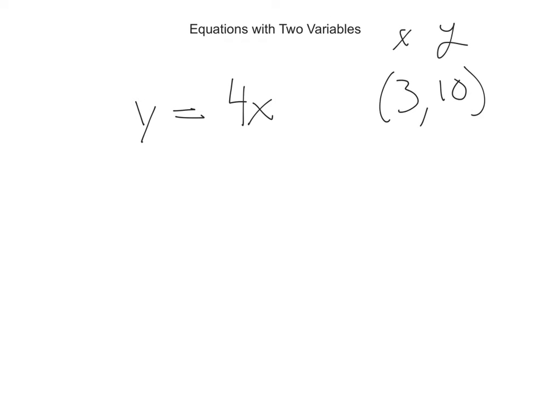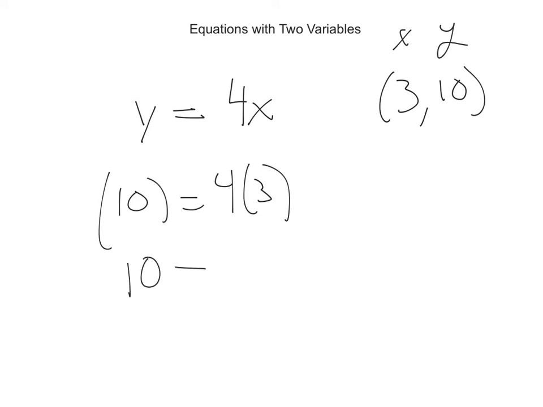So we're going to plug in and see if this is a solution. So instead of y, I'm going to write 10 equals 4 times (3). Notice I'm maintaining that pattern of when I plug in for a variable, I use parentheses around that number. Then I can simplify. 10 equals 4 times 3, which is 12. Is that true? No. So (3, 10) is not a solution to y equals 4x. And that's how you can check to see if any given point is a solution to an equation with two variables.